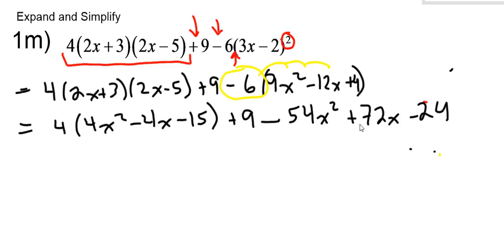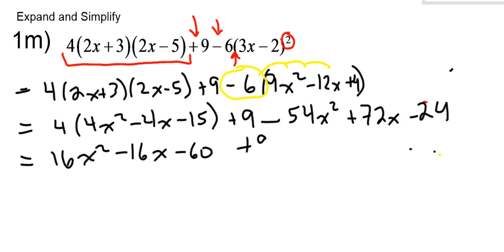So I still have one more multiplication to do, and that's right here. I'm multiplying the first bracket times 4. So 16x squared minus 16x minus 60. Then I'm going to have a plus 9 and all this other stuff. So I've taken care of everything except for add and subtract. So my final step is just to collect like terms. So let's see what we have.